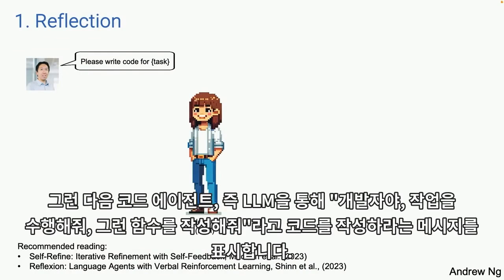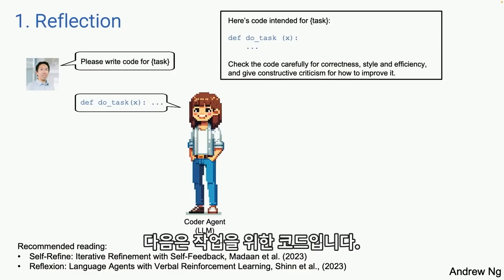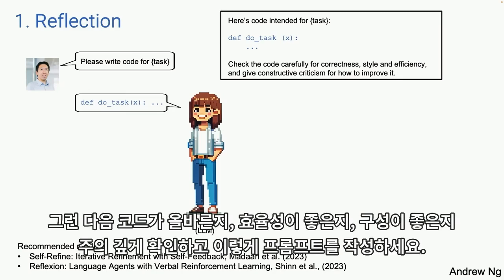Then we have a coder agent, just an LLM that you prompt to write code, to say, "def do_task," write a function like that. An example of self-reflection would be if you then prompt the LLM with something like this: "Here's code intended for a task," and just give it back the exact same code that it just generated, and then say, "Check the code carefully for correctness, soundness, efficiency, and good construction. Criticize it." Just write a prompt like that.